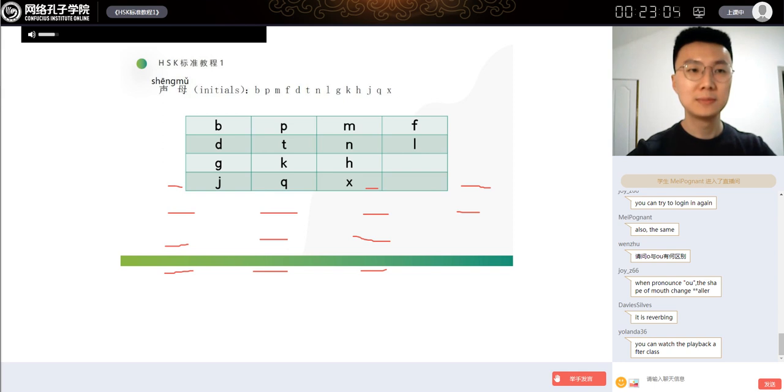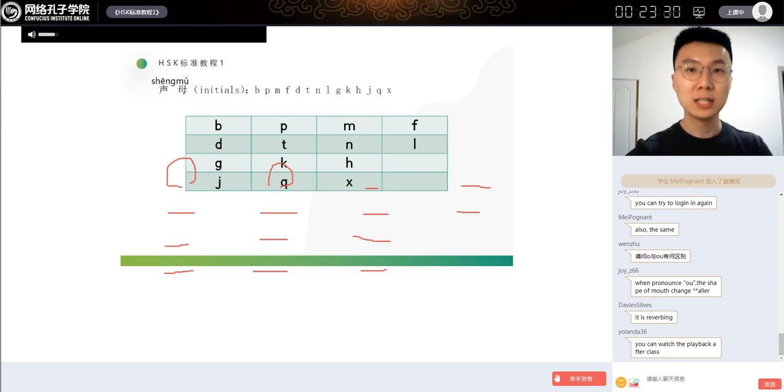Okay, let's look at them one by one. Bo, when we read bo, you can feel that your lips are blocking the air flow and then suddenly open your lips to let the air flow rush out of your mouth. But when we read po, your lips didn't block the airflow.